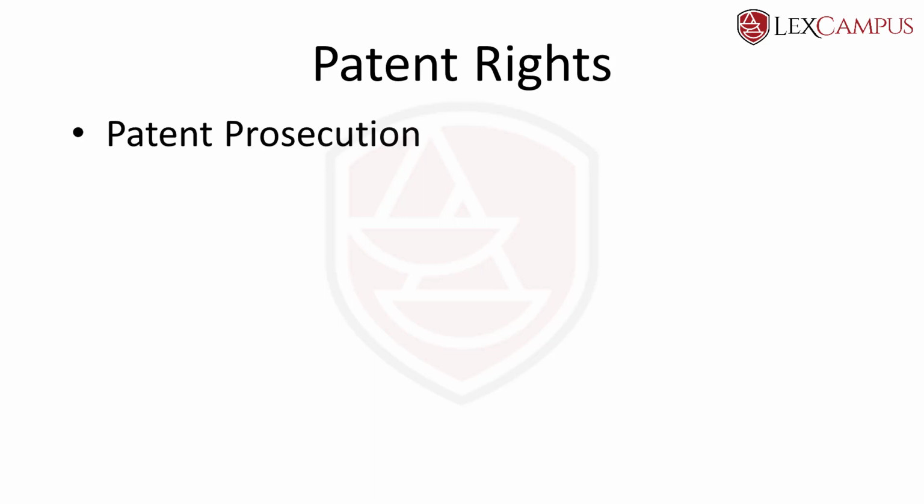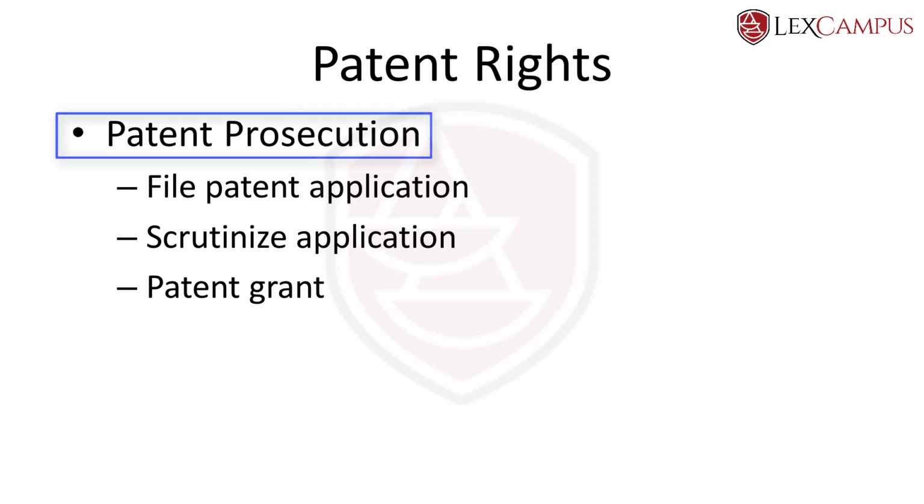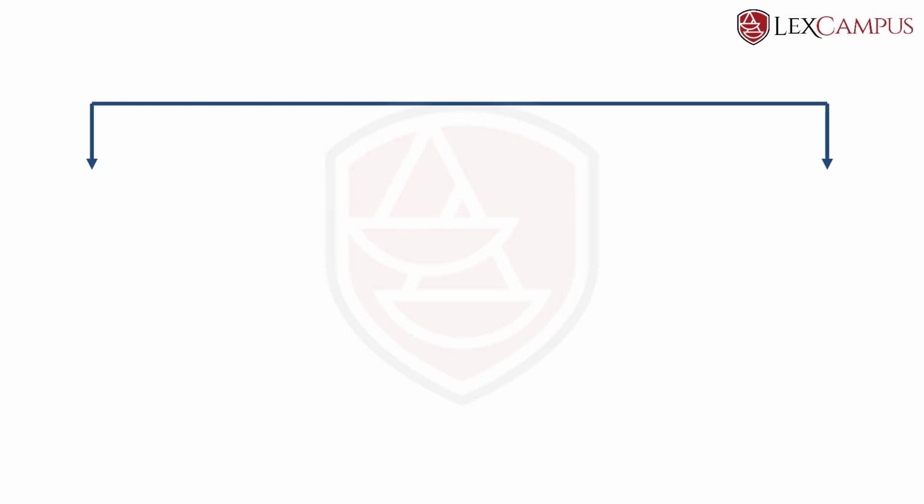Now, the process of registration starts with a person filing a patent application before the patent office, and the patent office scrutinizing the application for certain checks, and later on granting this application into a granted patent. This process, where the application goes from a formal application and materializes into a grant, is what we call patent prosecution.